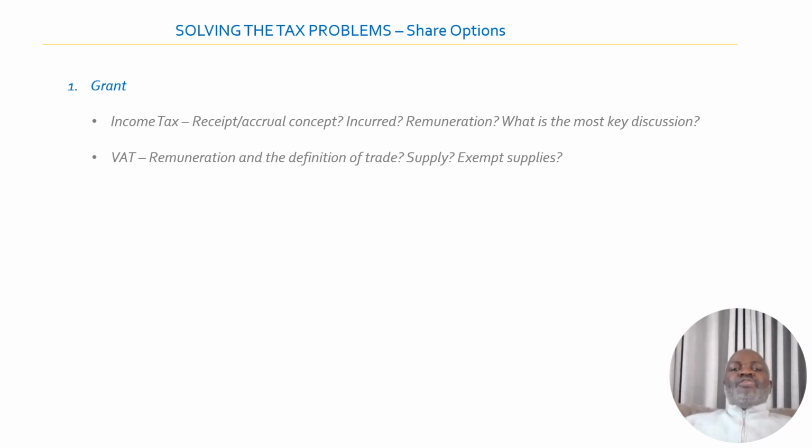At grant date, what are the VAT considerations? First of all, this whole transaction is happening in an employer-employee relationship, which is remuneration, and it's excluded from the definition of trade. So there are no VAT consequences. But also, if you look at what has been supplied, are we supplying shares? We are supplying the right to buy shares, right? And as long as there's a transfer of shares, one of the most important things is just going to be those are exempt supplies.